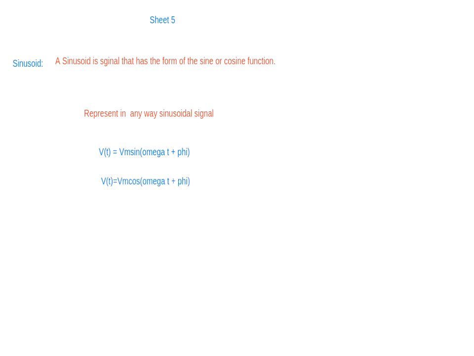So the best way to write them is, I'll use the pencil. This is Vm sine of omega t plus phi. This is phi. Okay. Similarly, this is Vm cos omega t plus phi. Okay, this is about the signals. So now we will see the first question. Before we go for the first question, we need to know some important points about the sinusoidal signal, which I have just now discussed.